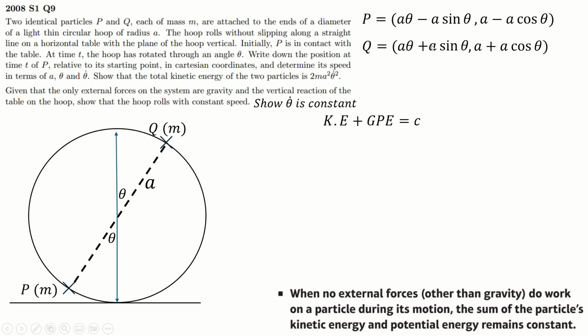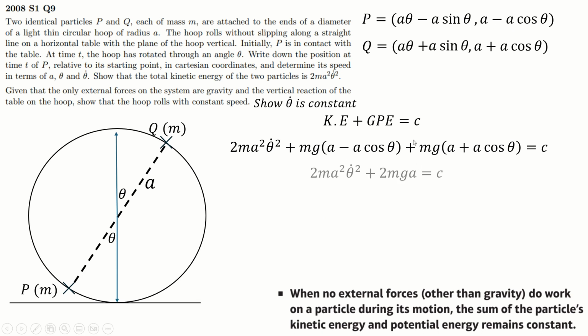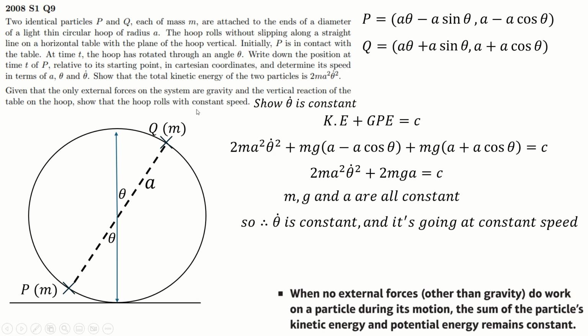And well, the kinetic energy is just this. We described it earlier. The gravitational potential energy is just mgh, where h for P is the vertical position of P at any point, and for Q, the vertical position of Q at any point. So this is mgh for P and mgh for Q. Of course, the cos thetas cancel here, which is very nice. And now that's clearly a constant because m, g, and a are all constants. Which means for these two things to always add up to make the same number, a constant number, we require theta dot to be constant. And therefore, it's going at constant speed. And that's the whole question.